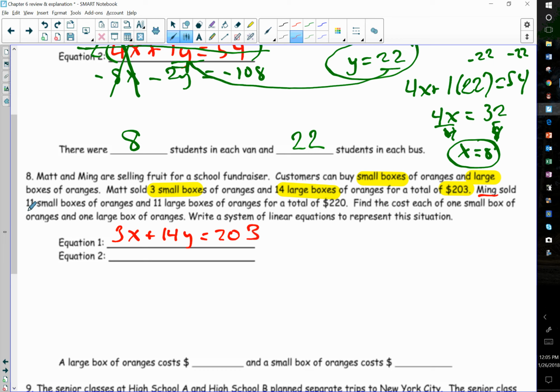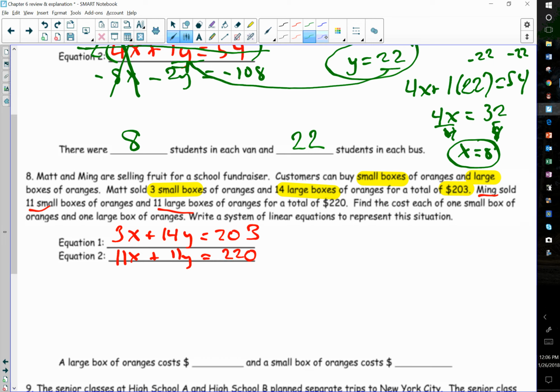Ming sold small boxes and large boxes. That's 11x plus 11y, and that's a total of 220. It's the same type of linear system. You're going to solve using elimination. You could solve using substitution, but that looks like it would be a lot more complicated, and graphing would for sure be way more difficult.